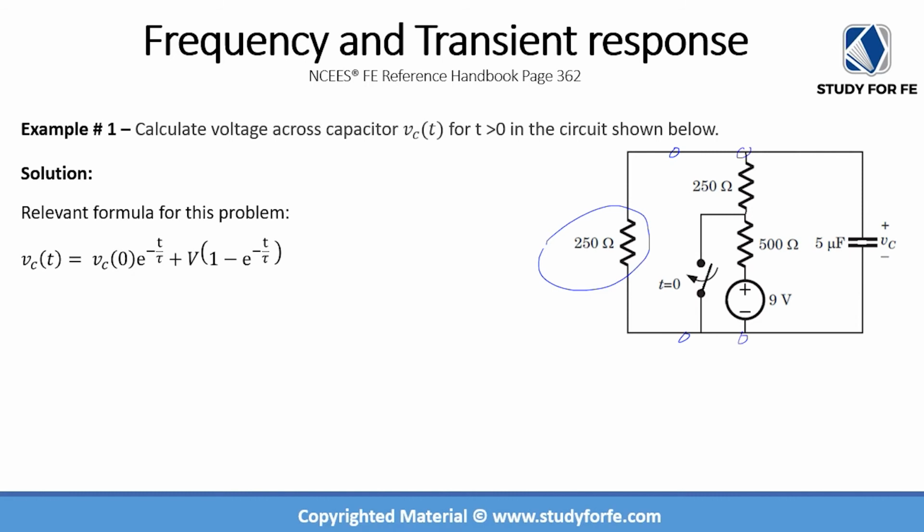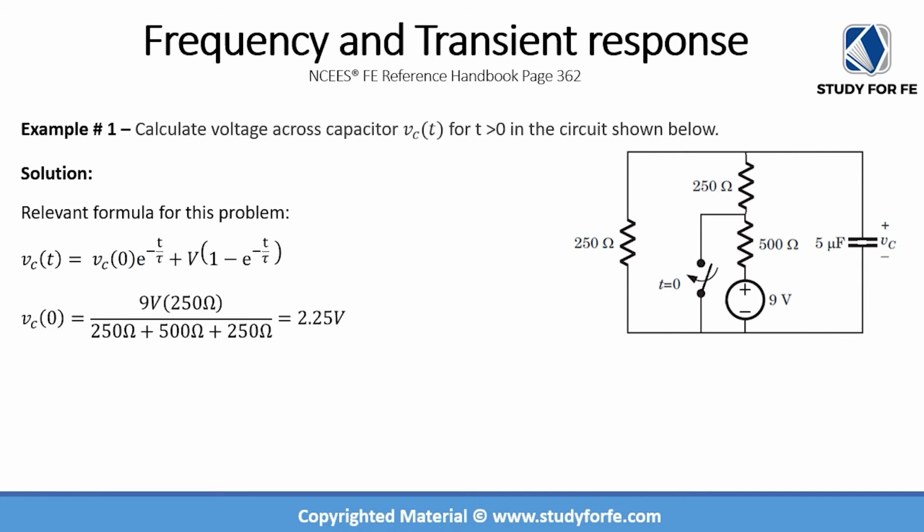And if this switch has been open for a long time, then this capacitor will act as an open circuit. So there will be one terminal here, one terminal here. This plate will respond to the voltage at this point, and the negative plate will be equal to the voltage at this point. So you can essentially assume that your initial voltage VC of 0 is the voltage that appears across these two terminals, which is the same voltage that appears across the 250 ohm resistor.